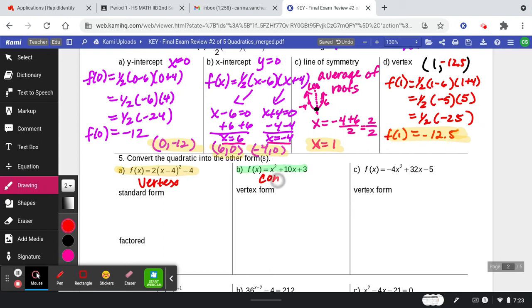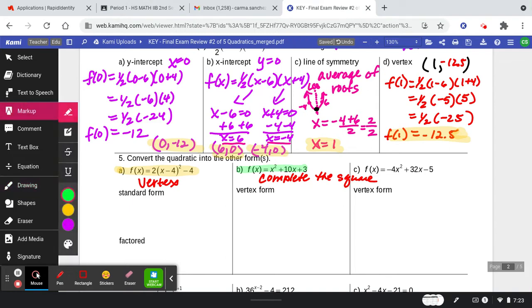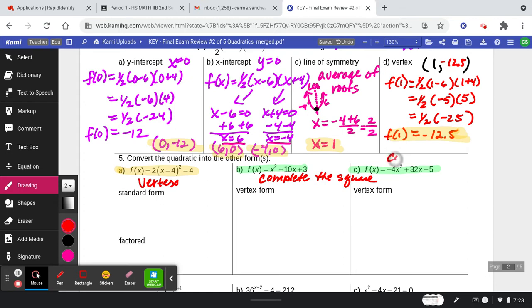That means we're going to use the method of completing the square. And the last one is the same thing, where they're giving us standard form, and they're asking us to complete the square to find vertex form. Now notice in this one, there is a coefficient greater than 1 that we're going to need to divide out. That -4, do you see it up there? Because when we complete the square, we want to complete the square on 1 square, not on -4 squares.